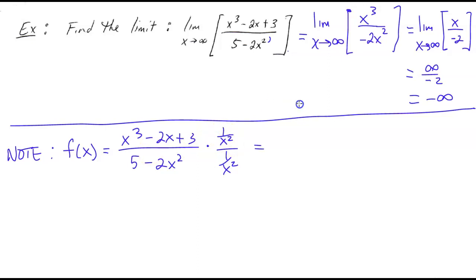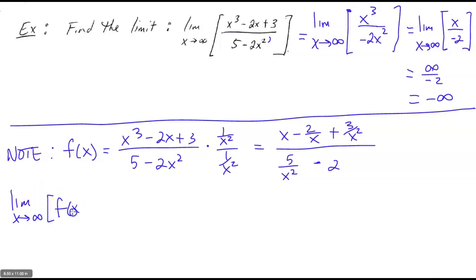And this is the same as just multiplying by 1. If we do that, I'll have x in the first term minus 2 over x plus 3 over x squared, and in the denominator, I will have 5 divided by x squared minus 2. And so if I wanted to take the limit as x approaches infinity of f of x, that's the same as taking the limit as x approaches infinity of all this business here.